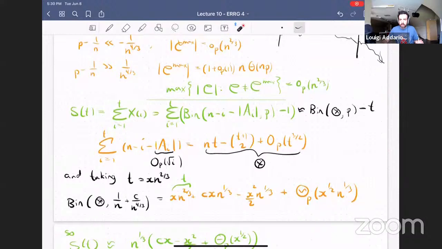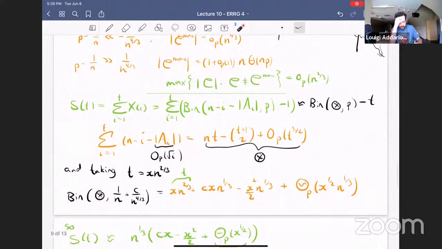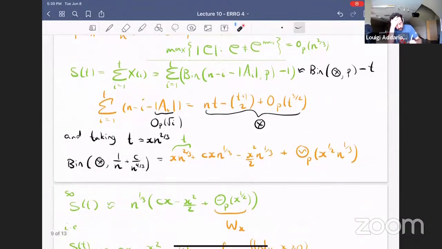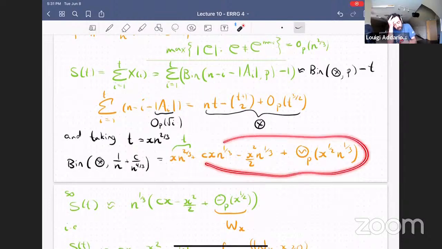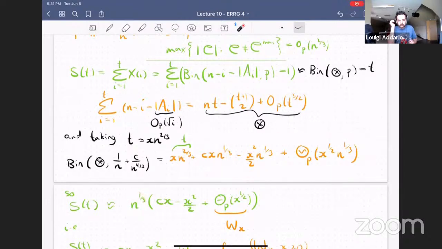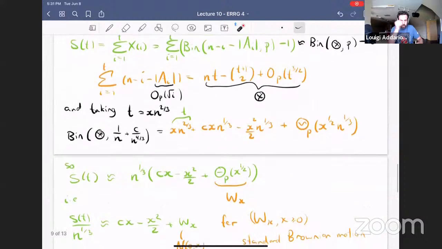There's a question: what happened to the minus t for our approximation of S of t? So this binomial had one of the terms that we worked out, which was a plus t. And so when we subtracted off that t, it just canceled, and everything else happily had an n to the third power that we could factor out. Okay.